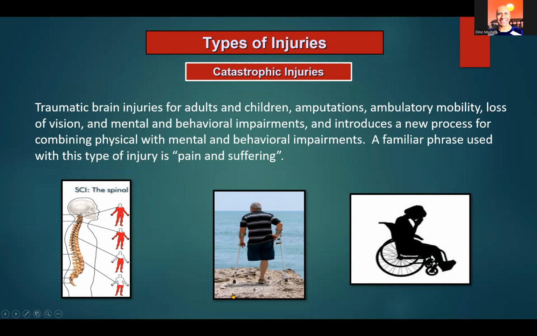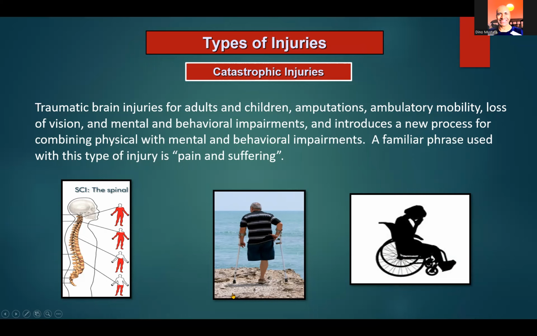And they introduce a new process for combining physical and mental and behavioral impairments. So the coverage is not just for physical impairment, also for mental. Physical and psychological, both are included.